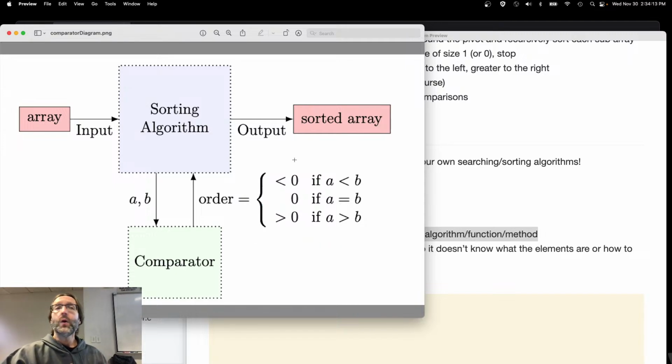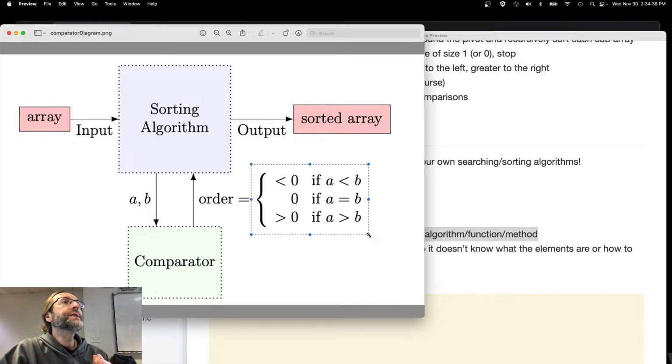What is the pattern? Well, given A and B, if A comes before B, it will return something negative. If A comes after B, in other words, they're out of order, then it returns something positive. If they're the same, it returns 0. We've seen this before when we do string comparisons. strcmp has exactly this pattern here.